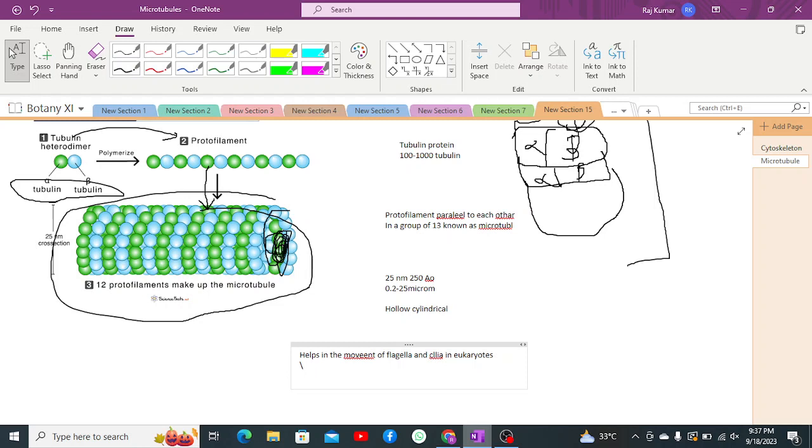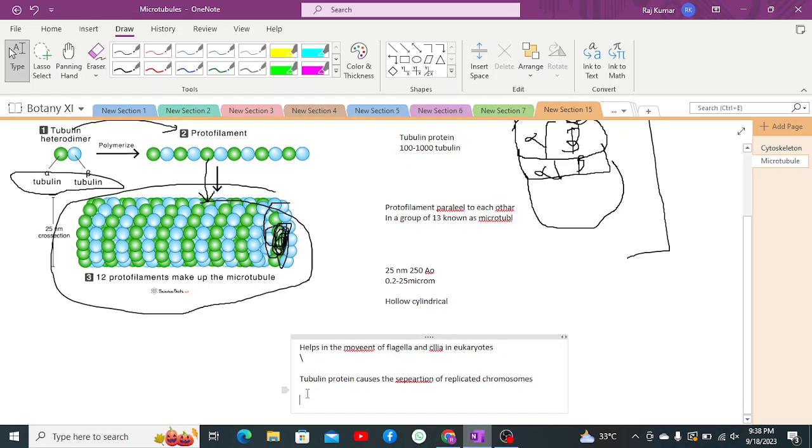Apart from which, when it comes to other functions, there are also, I mean, they are not microtubules, in bacteria there is flagella, but that flagella is made up of flagellin protein rather than tubulin protein. On the other hand, the tubulin protein has another function. The tubulin protein causes the separation of replicated chromosomes at the time of cell division.